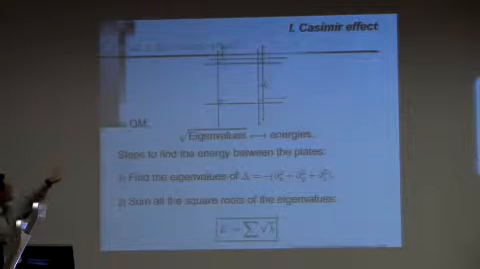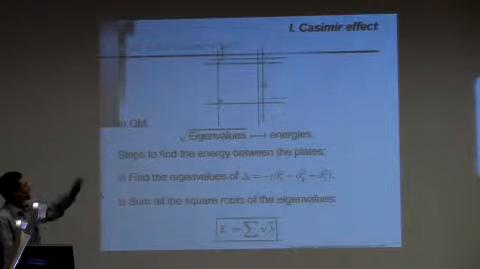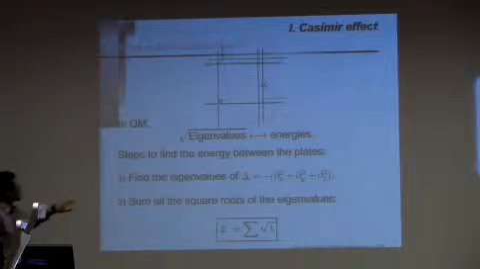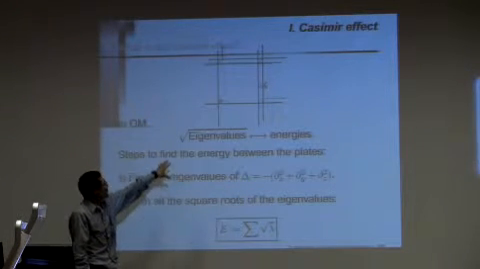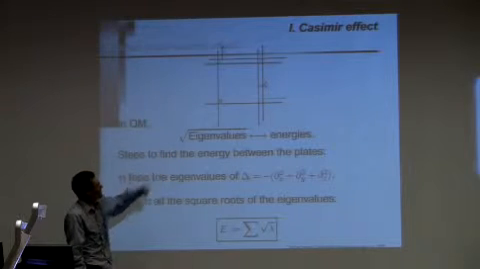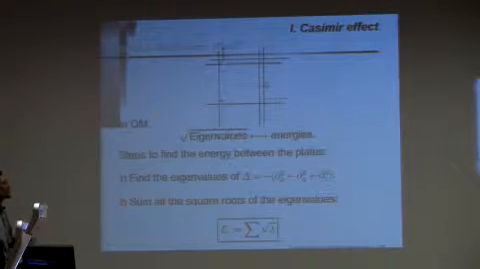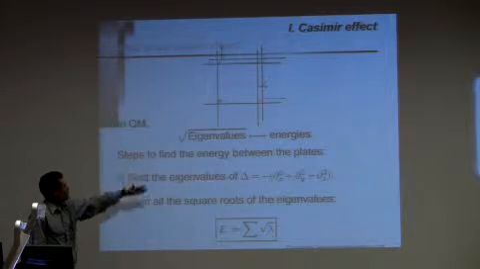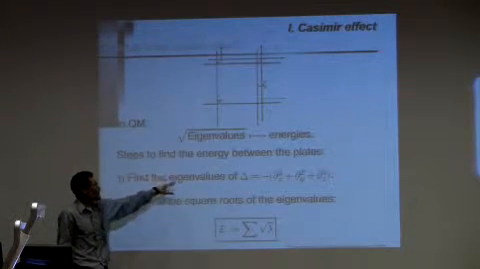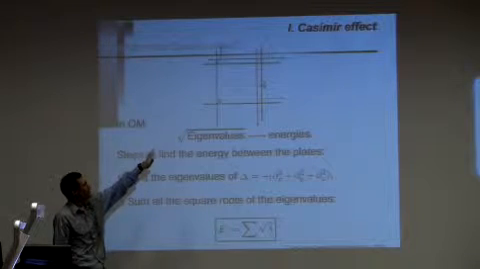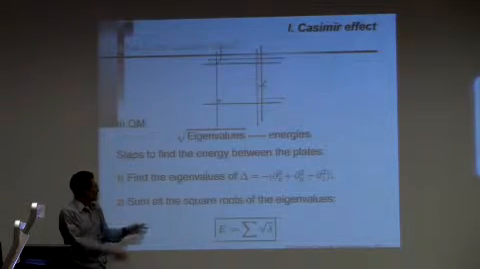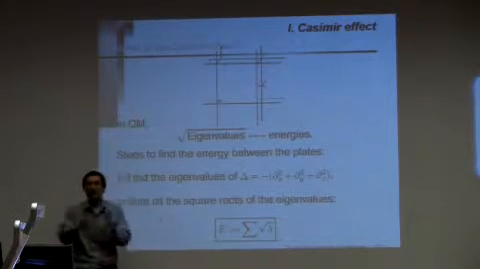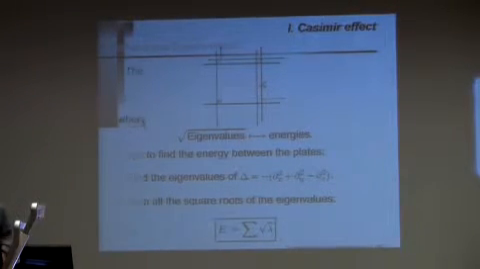Well, in quantum mechanics, basically you could somehow identify energies with eigenvalues of the Laplace operator. So the eigenvalue of the wave function corresponds somehow to the energy of the wave function. To find the energy between the plates, you have to find the eigenvalues of the Laplacian. Here we're in R3. And what we're going to do is find the eigenvalues of the Laplacian, and then add them all together. That'll give us our total energy between these plates.